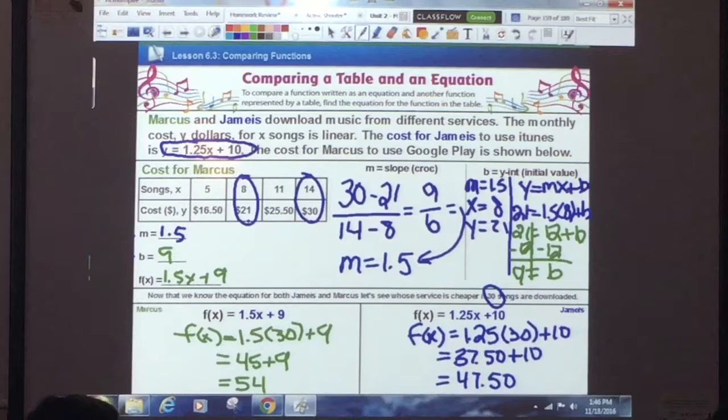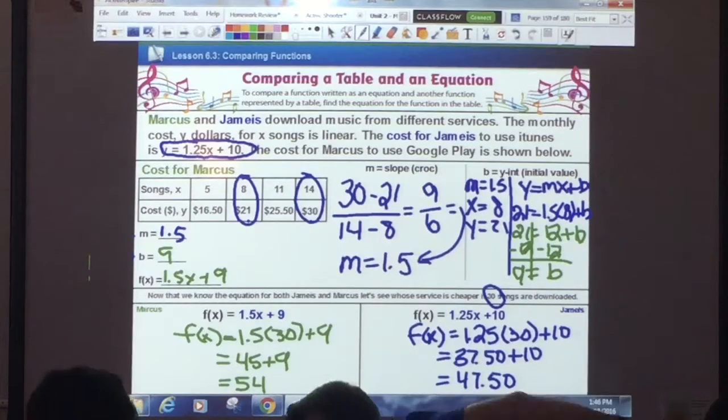So now I can answer that question. Who pays less for 30 songs? Marcus or Janice? Janice. She pays $47.50. He pays $54. She pays $6.50 less than this guy. Any questions on the first one before we try one together? Anybody? Okay, so let's try one of these together.